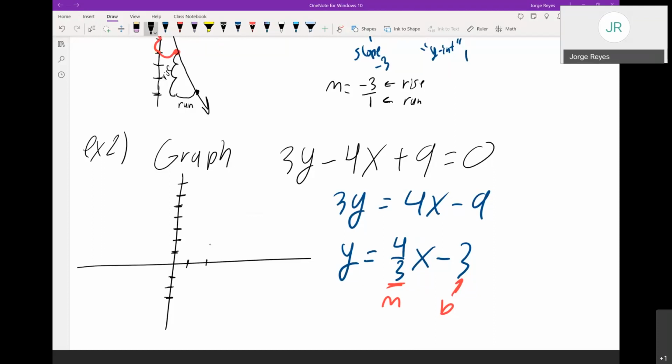Let's see how this goes. It's a little steep. The y-intercept is -3, that's there. I'm going to rise 4, run 3. So go up 1, 2, 3, 4, and then go over 3. And ta-da! Hopefully it works. If I go 1, 2, 3, 4, and go over 1.